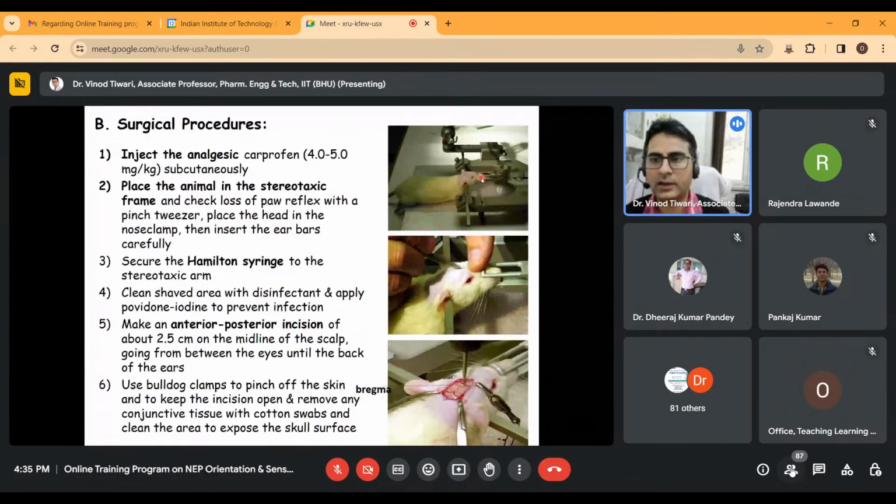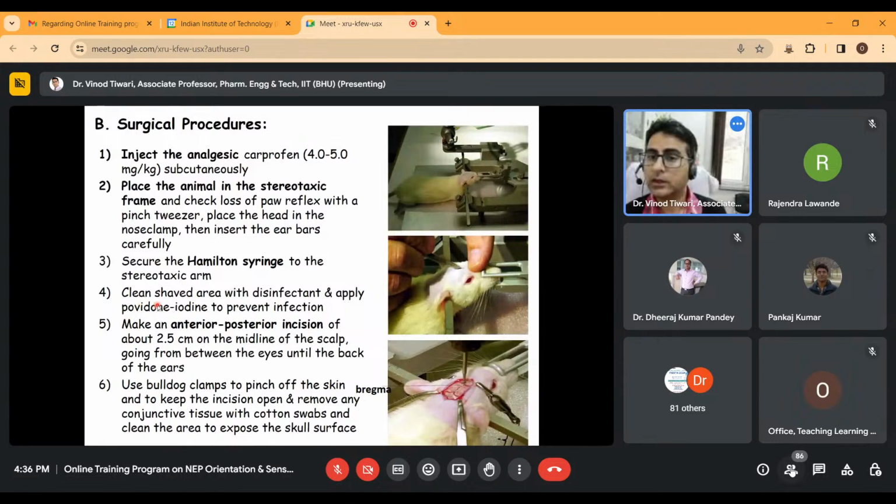And then place the head in the nose clamp. This is the nose clamp here, right over here, this one. And then insert the ear bars carefully. And then you can secure the Hamilton syringe. So Hamilton syringes are very fine syringes by which you can deliver the microliter amount of any drugs, agonist, antagonist, into the brain of the animals.